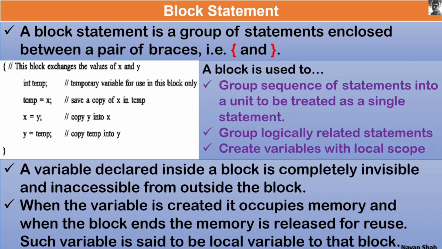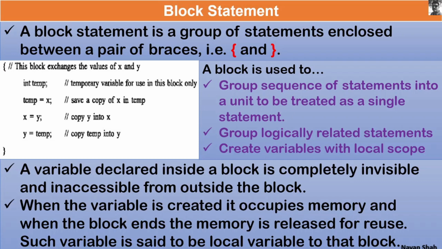So what is the use of a block? A block is used for grouping a sequence of statements into a unit so that they will be treated as a single statement. It is used to group logically related statements together, implying that those statements, whenever executed, should be executed together. And it creates variables with local scope. So when you create a variable within a block, that variable becomes a local variable, so its scope will be local.